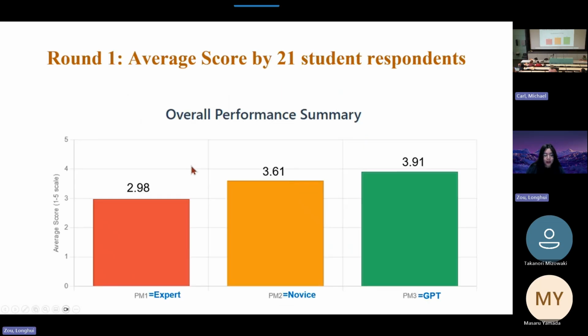Okay, and then we get the average of the scores out of the 15 Likert scale questions on our 5-point scale by our 21 student respondents. We can see that GPT performed the best with a score of 3.91, and the novice project manager gets 3.61, and our expert got overall 2.98 from the Likert scale questions.